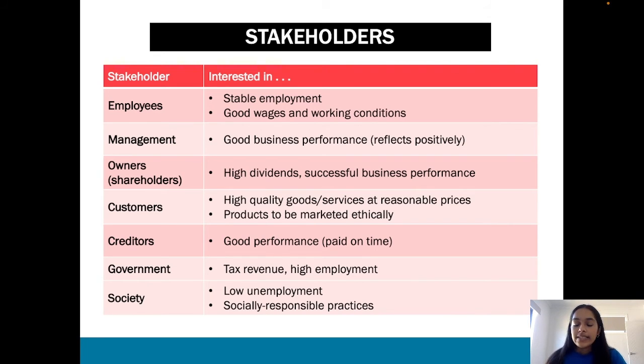Then we have customers, they are expecting high quality goods and services at reasonable prices, and also maybe some ethical processes integrated into the business. So, products to be marketed ethically. They don't want to be deceived or scammed. They should receive the product that they expect, and the product that they get should meet their expectations. Then we have creditors. They would want good performance, and also to be paid on time. Government, they would want to have good tax revenue, high employment, low unemployment, and the business implementing socially responsible practices.